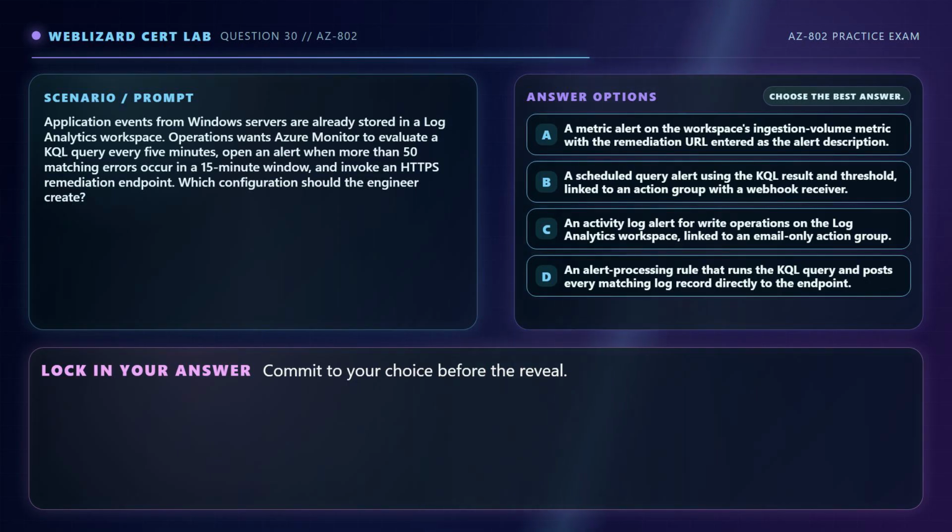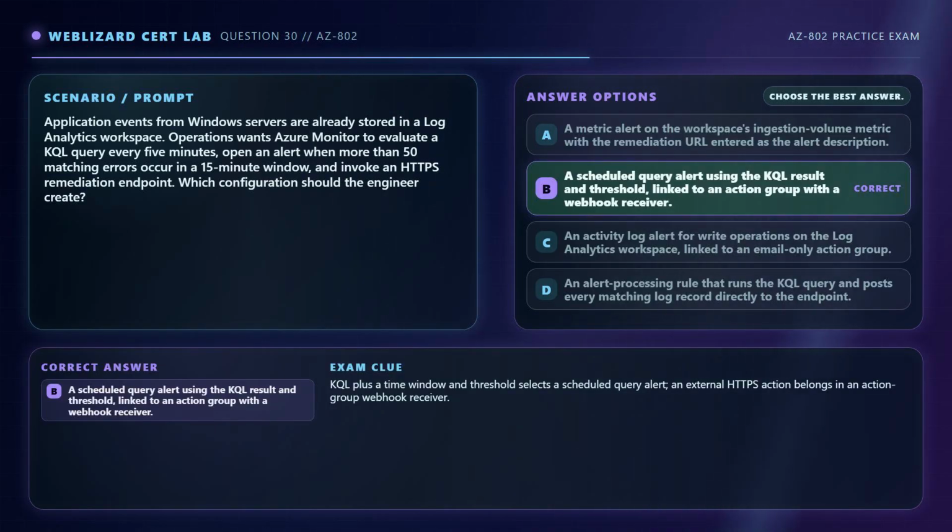Option A, a metric alert on the workspace's ingestion volume metric with the remediation URL entered as the alert description. Option B, a scheduled query alert using the KQL result and threshold linked to an action group with a webhook receiver. Option C, an activity log alert for write operations on the log analytics workspace linked to an email-only action group. Option D, an alert processing rule that runs the KQL query and posts every matching log record directly to the endpoint. Lock in your answer.